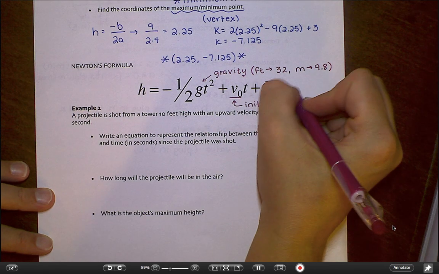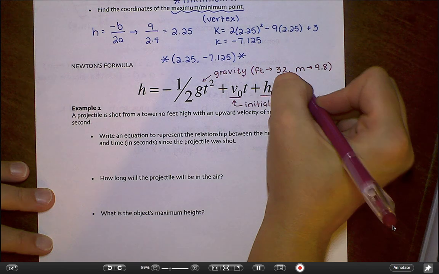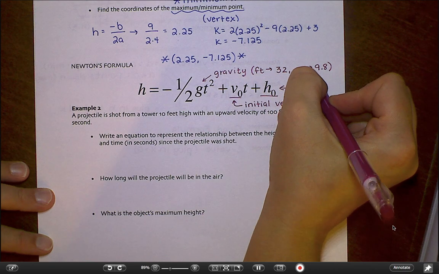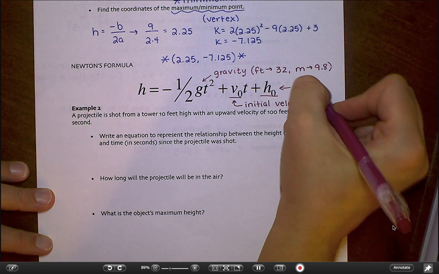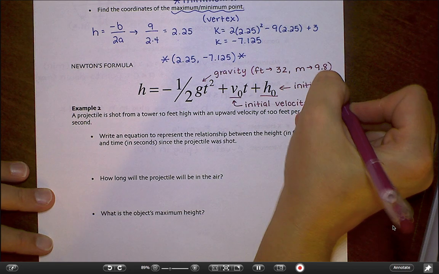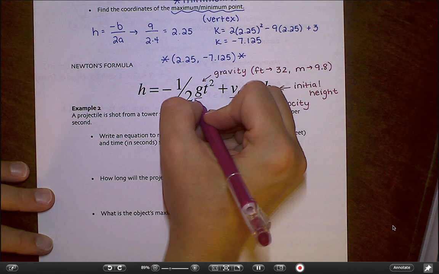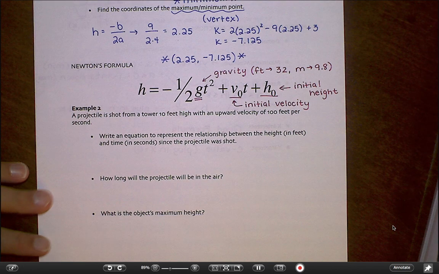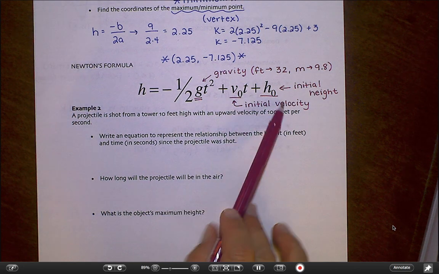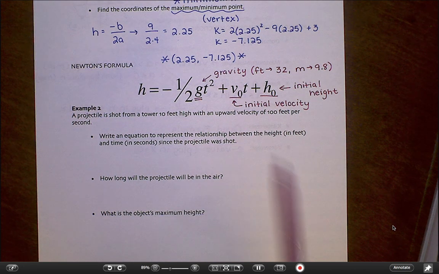And this is the initial height. So really you are just filling in numbers for G, V sub 0, and H sub 0. And then what you'll be looking at is a quadratic equation that uses H and T instead of X and Y. So let's dig into that with this first example.